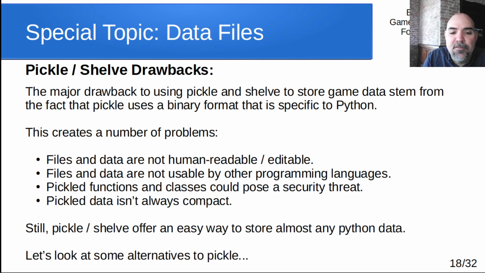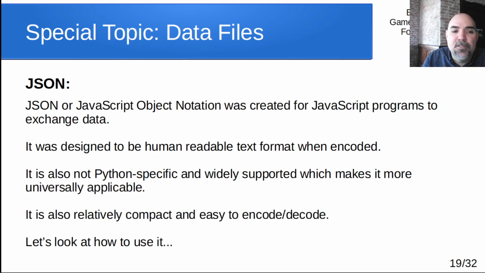But let's look at some alternatives that solve some of those problems. First off, let's look at JSON quickly. JSON, which is short for JavaScript Object Notation, was a serialization method created to exchange data between programs in JavaScript over the internet. But it was designed, unlike Pickle, to be human readable once the data has been encoded. And it's also not Python specific, which means we could have programs of different languages use it, which makes it a lot more universally applicable to a lot of different problems. It's also relatively compact.